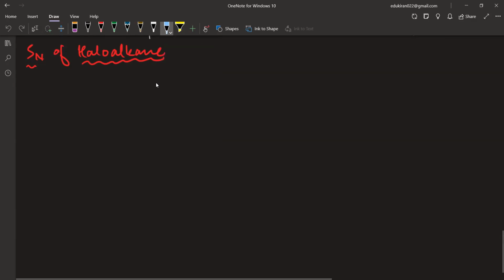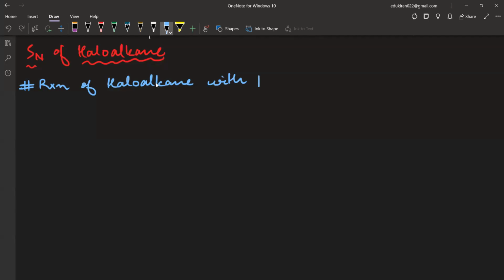Wait a second. Reaction of haloalkane with KCN and AgCN. So you'll look at two cases in which one of the reactions is with KCN and the other is with AgCN. So please write case 1.